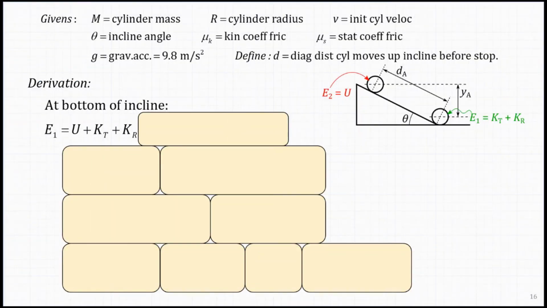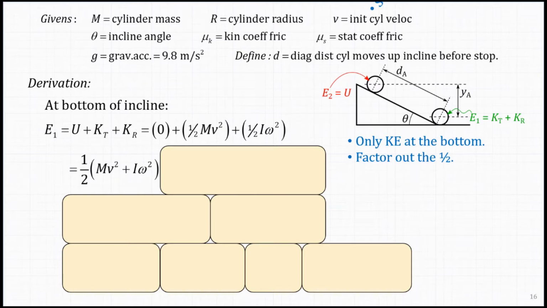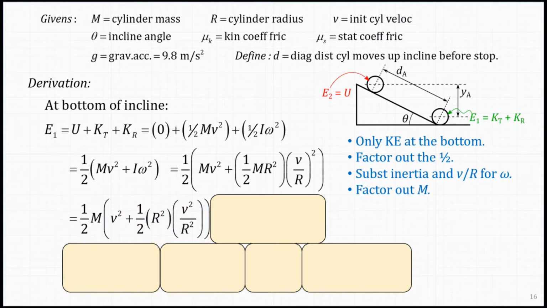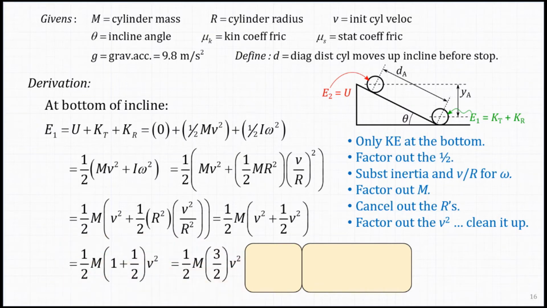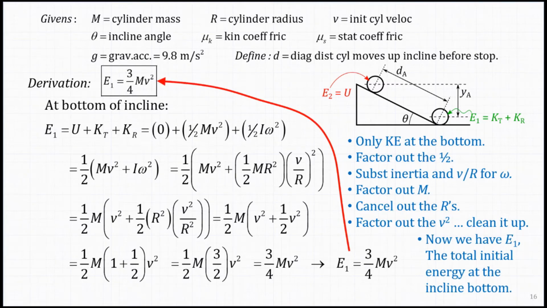At the bottom of the incline, the only energy that's there is just the kinetic energies. So we have our linear kinetic energy and our rotational kinetic energy. If I factor out the 1/2 and clean this up a little bit, substitute in the inertia and v over r for omega, factor out our m, clean out the r's, factor out the v squareds, clean up our fraction a little bit more, and now we have E1, the total initial energy at the bottom of the incline.